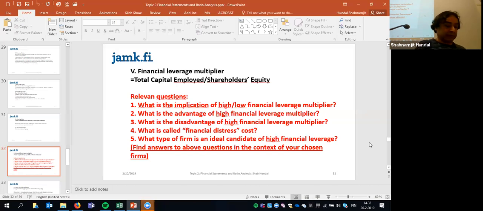So what are the qualities of a good borrower? Current ratio, assets, liability. Okay.